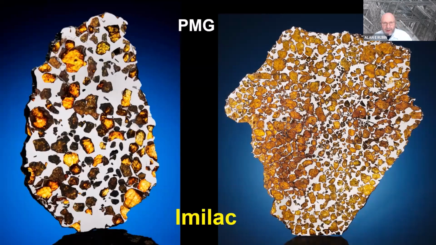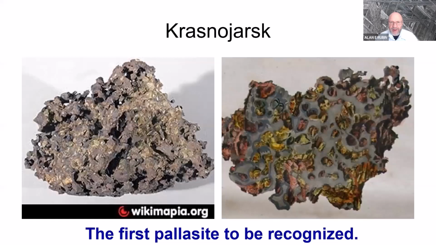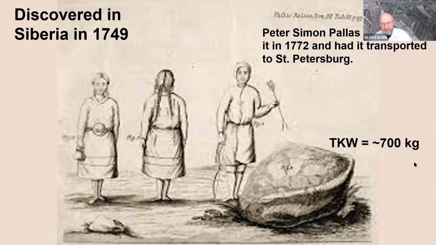Here's an example of a main group Pallasite, a PMG. This is Imilac. Here's Krasnoyarsk. This is the first Pallasite to be discovered and described, the first one to be recognized. It's very weathered. It was discovered in Siberia in 1749. Its total known weight is about 700 kilograms. And it was investigated by Peter Simon Pallas in 1772, who looked at this rock, which he assumed was an iron, and then he had it transported eventually to St. Petersburg via Krasnoyarsk.